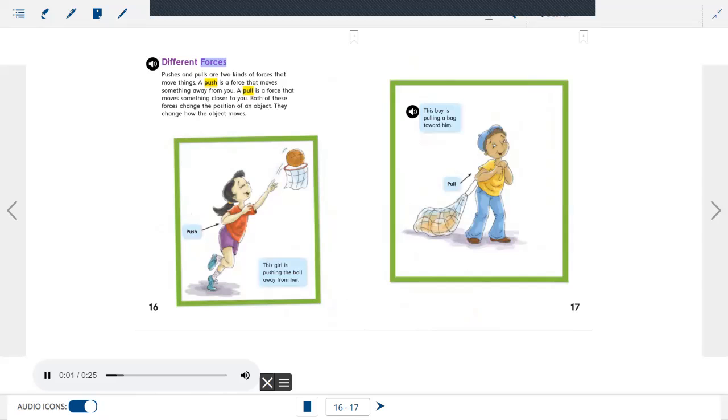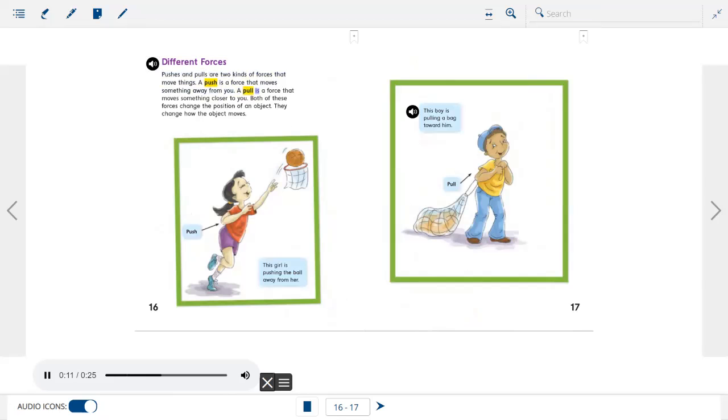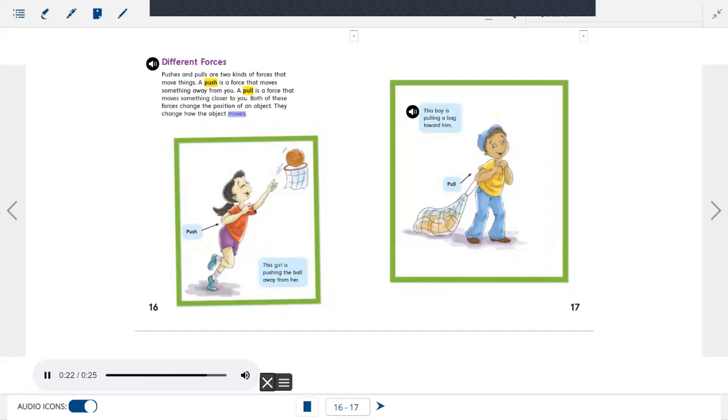Different forces. Pushes and pulls are two kinds of forces that move things. A push is a force that moves something away from you. A pull is a force that moves something closer to you. Both of these forces change the position of an object. They change how the object moves. This girl is pushing the ball away from her. This boy is pulling a bag toward him.